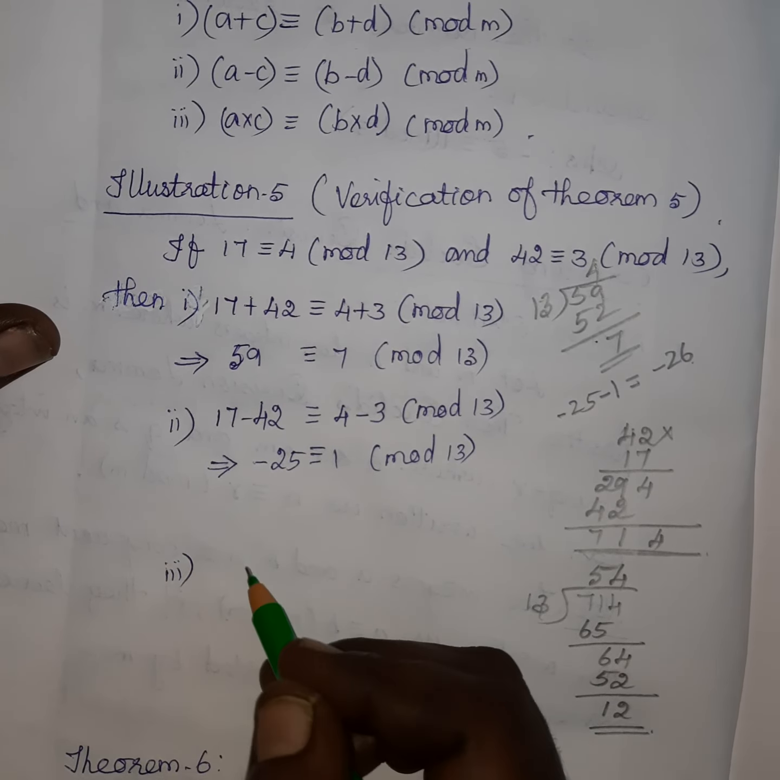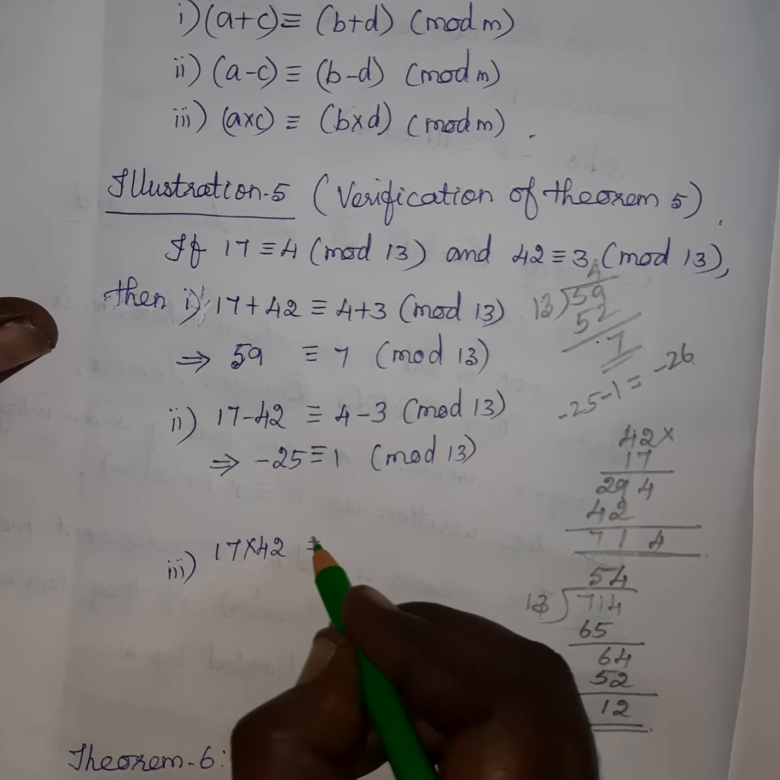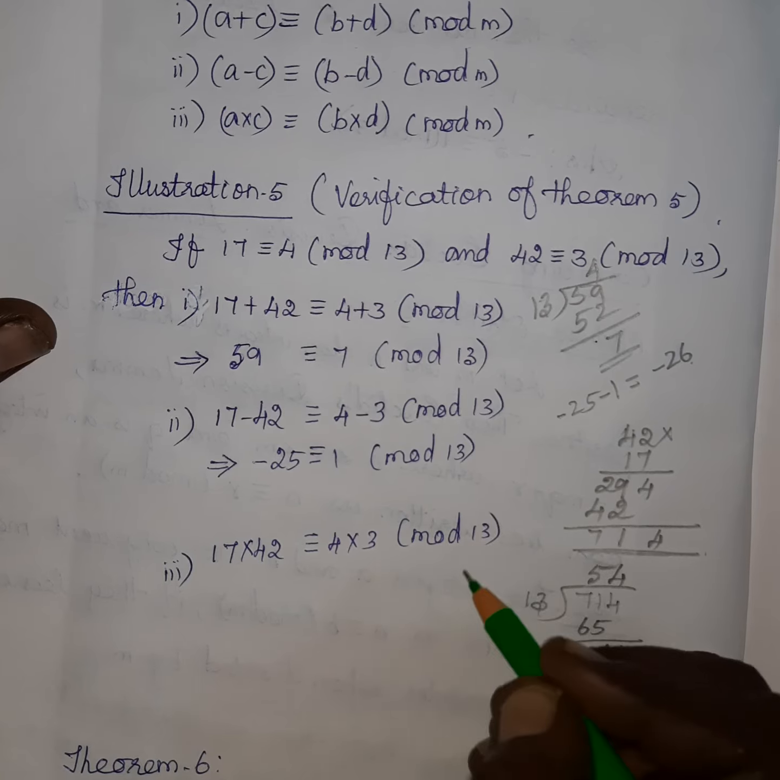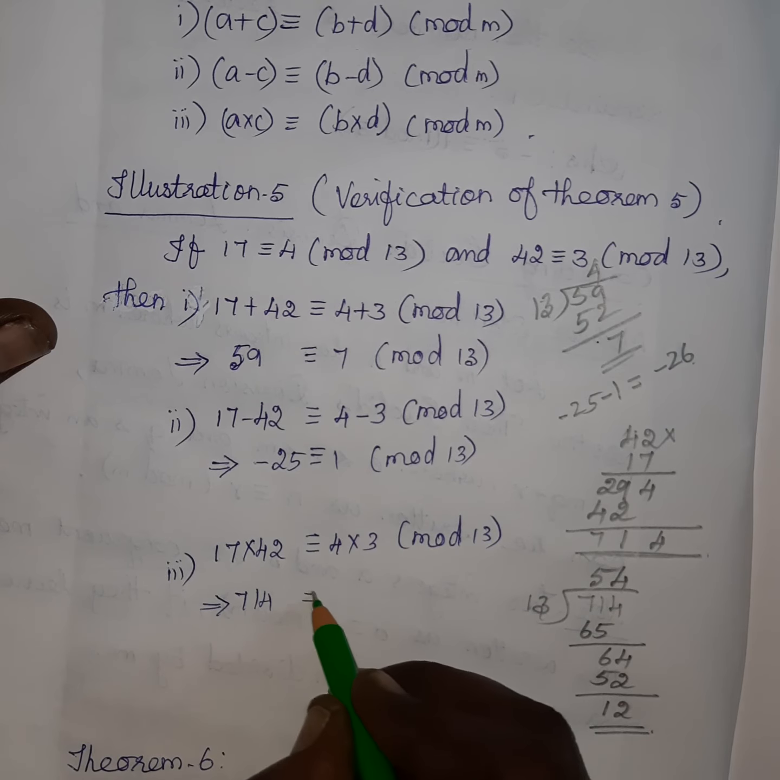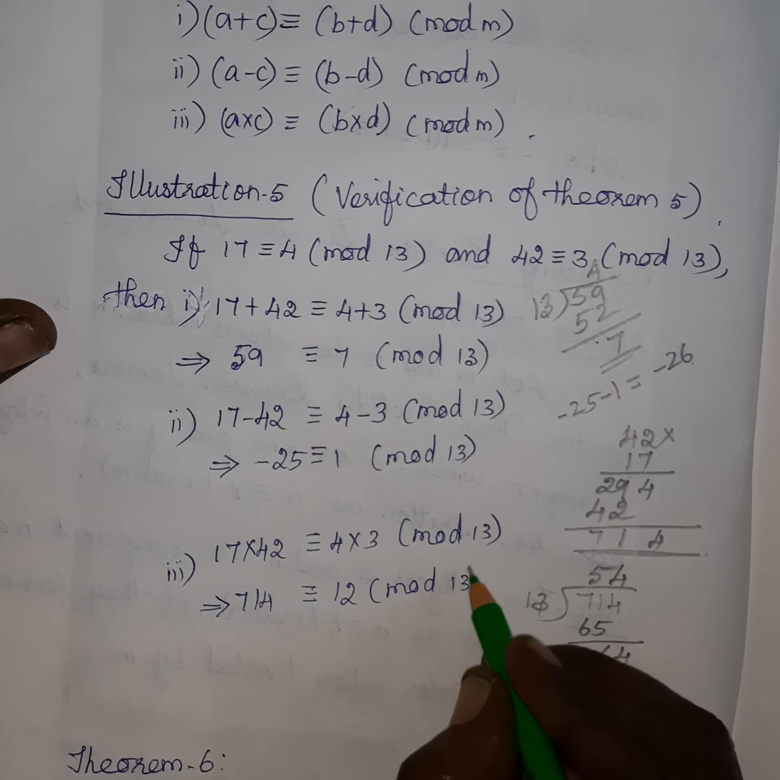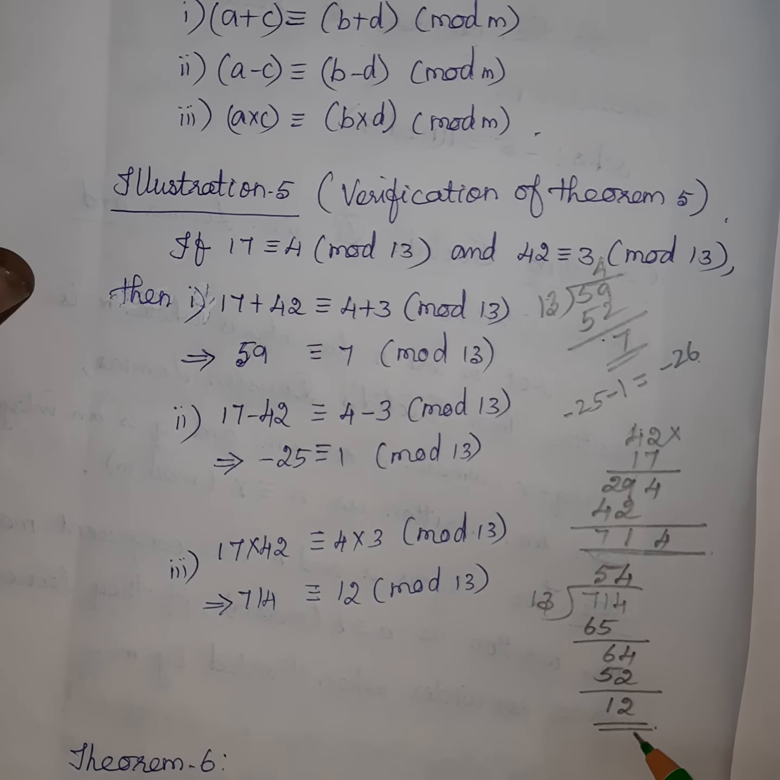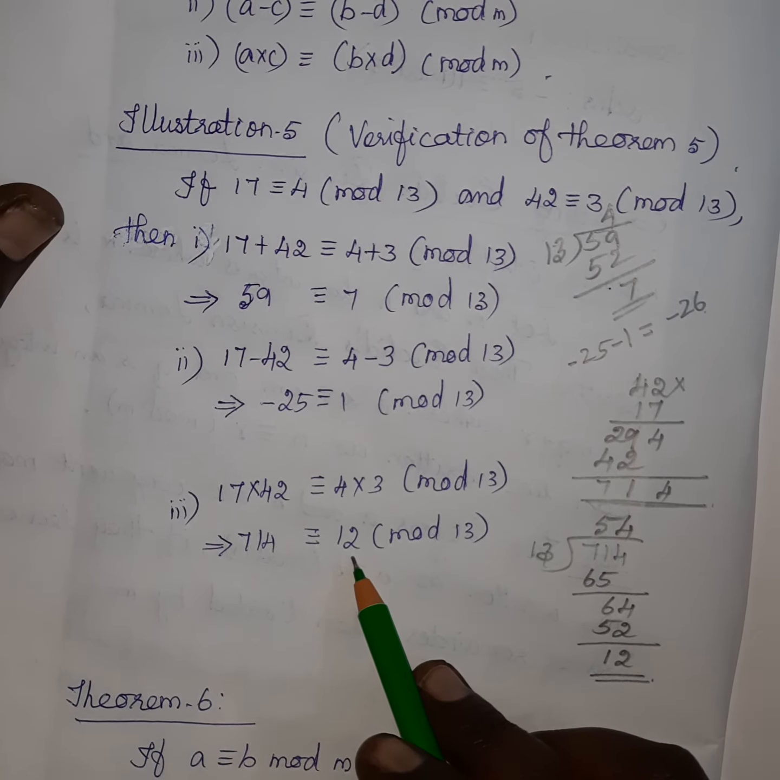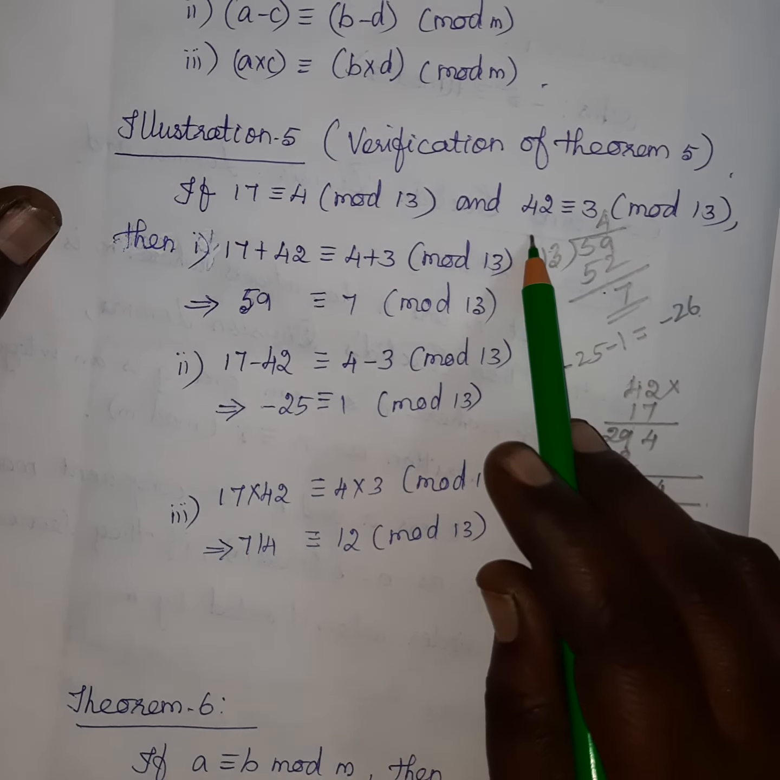Next, third one, it is the multiplication. A into C, 17 into 42 is congruent to 4 into 3 mod 13. Here what is the value of 17 into 42? It is 714. Is congruent to 4 3s are 12 mod 13. So when you divide 714 using 13, you will get the remainder 12. Okay, that calculation I have done here. So from this remainder we can say this value is also correct. So this theorem 5 is verified using these congruence values.